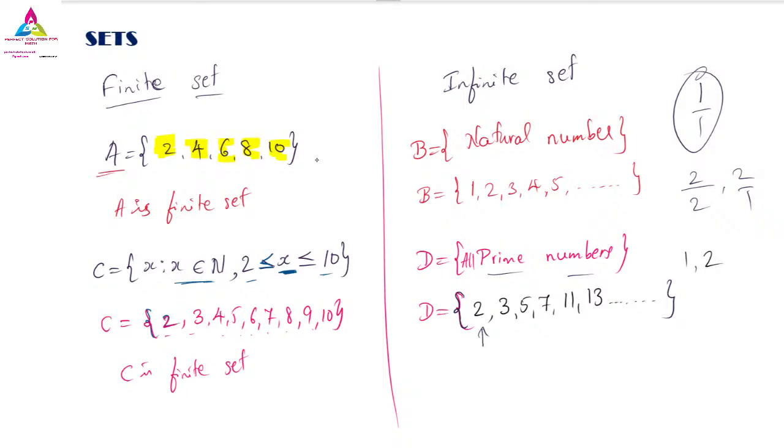Remember, the only even prime number is 2, and it doesn't have an end for this set D. So D is an infinite set. This is the most important part, remember. This is about finite and infinite sets, and I think you can understand the difference. These are the two types of sets we have discussed.